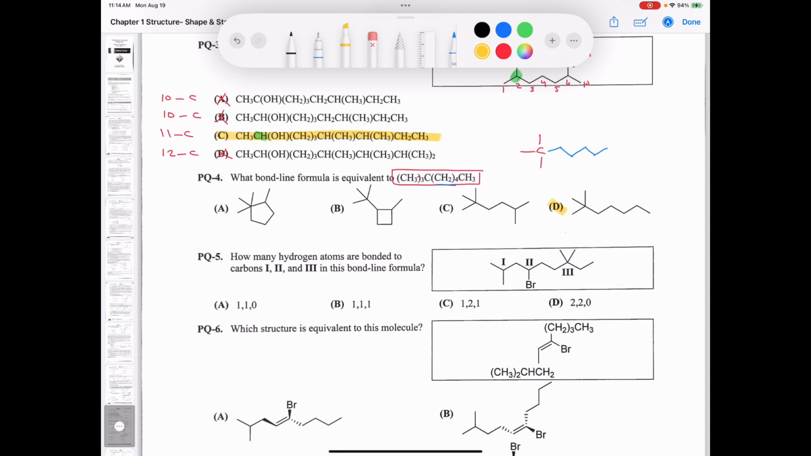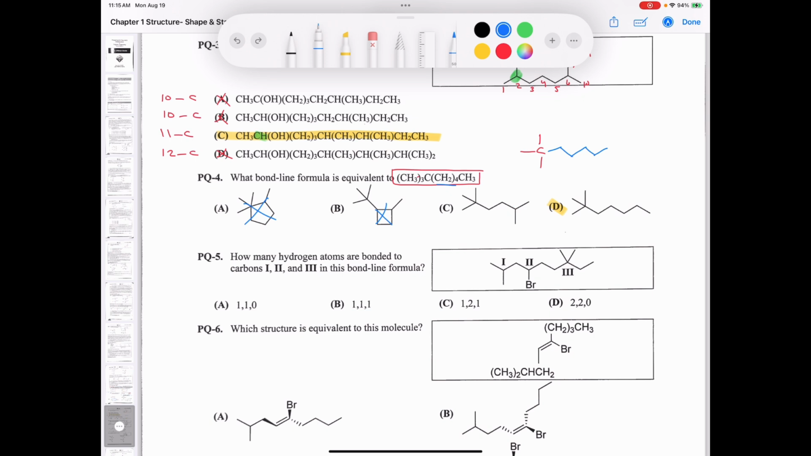And just another aside is solving this by process of elimination. A couple of other things here: there's nothing in this condensed formula that indicates a ring, so you can cross off these two, which have a cyclopentane and a cyclobutane respectively. And then another thing is that here we have 2 methyl groups attached to the last carbon, and you can see that's clearly not happening here. And so D would be the correct answer.